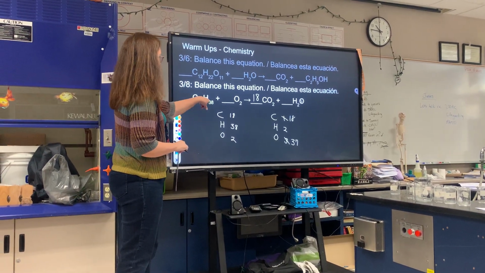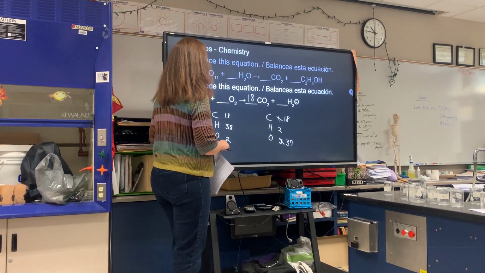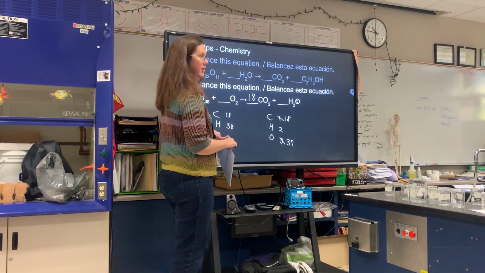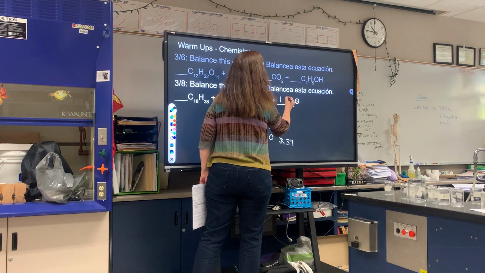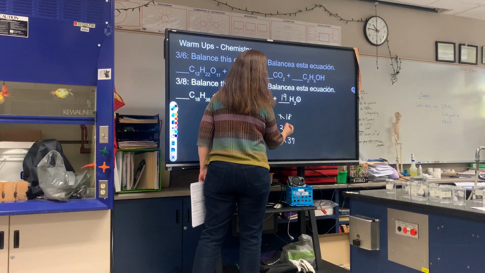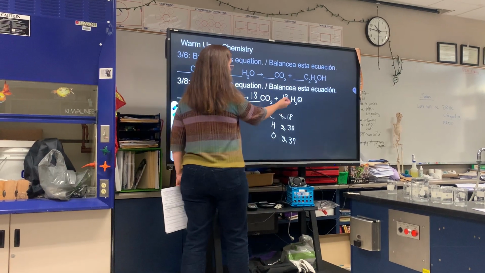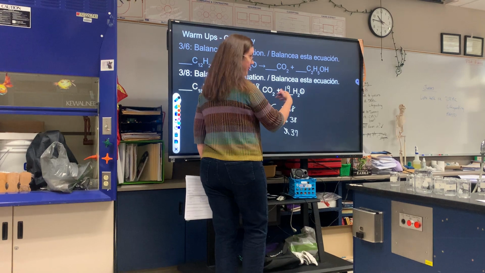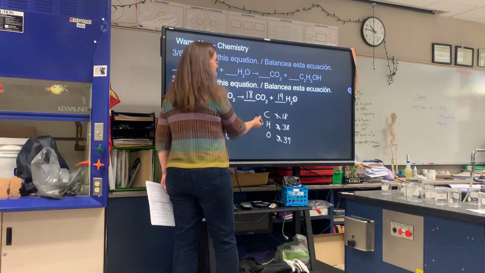So hydrogens, we have 38 on this side. What we're gonna do over here to get the right number of hydrogens over there, 19. 19 times 2 is 38. So if we put a 19 here, 19 times 2 gives us the 38 hydrogens that we need, but this is also going to affect our oxygens. So let me recount the oxygens.